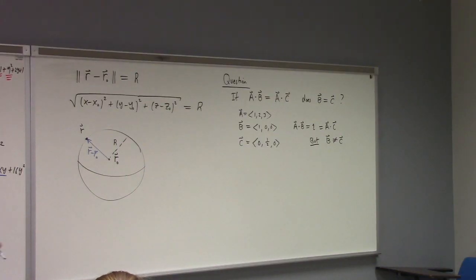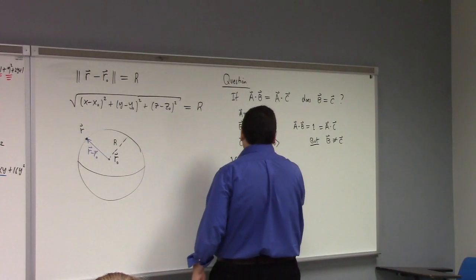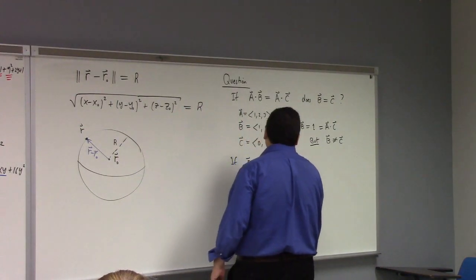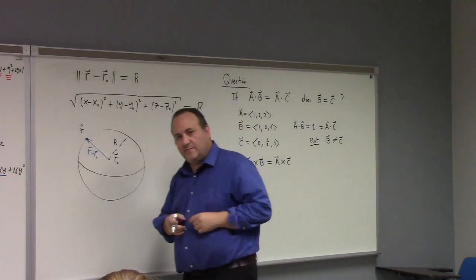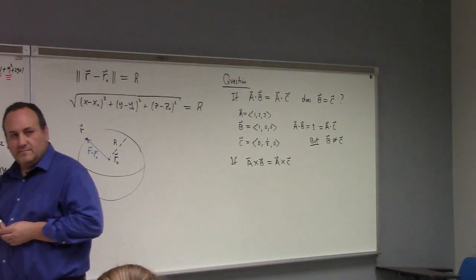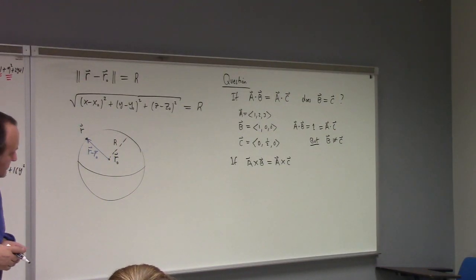How about cross products? What if you have A cross B equals A cross C? Is that enough information to imply that B equals C?